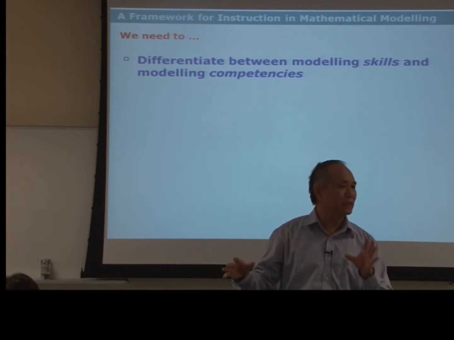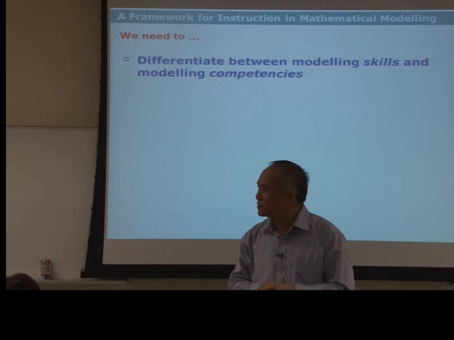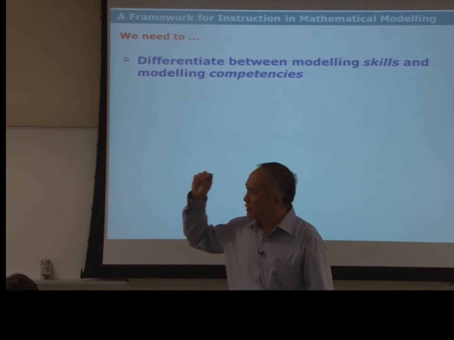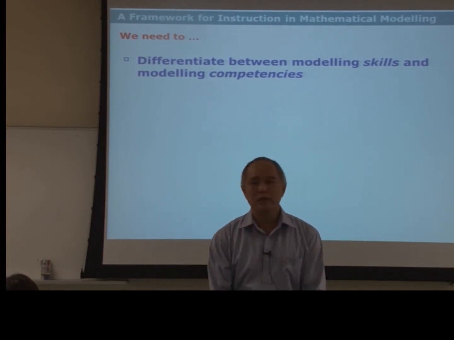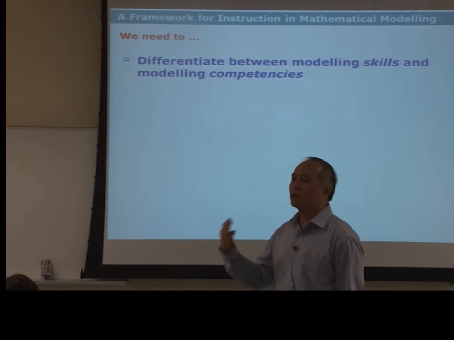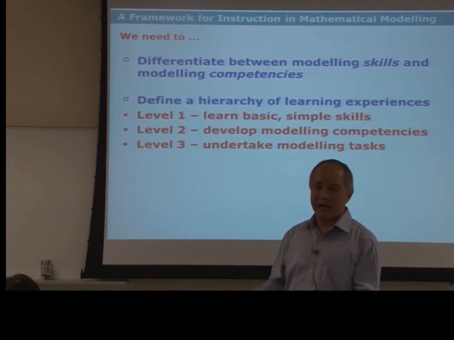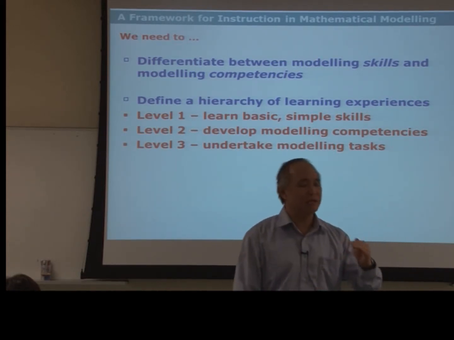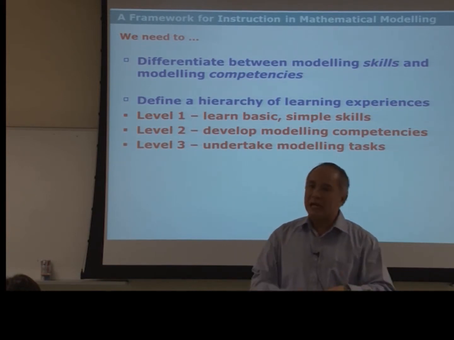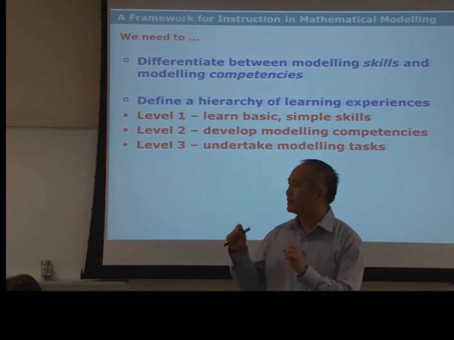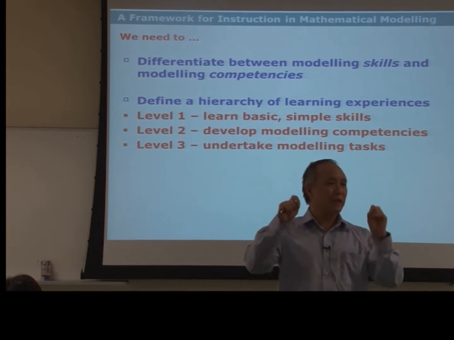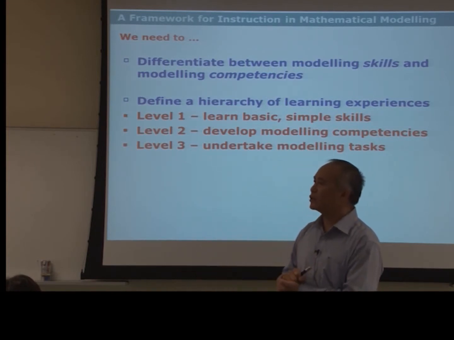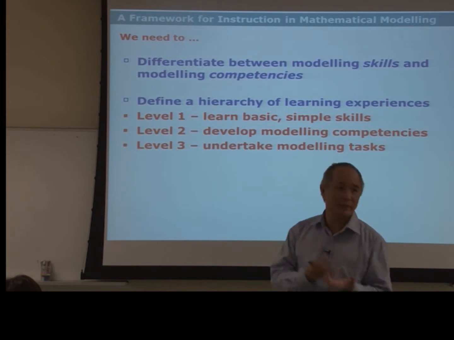So at least we are quite clear that skills refers to really mathematical skills, IT skills, and all those things. Competencies has got to do with the modeling process itself. So if we are agreeable on that, then we can move on. The reason why we want to do that is that then we can define a certain hierarchy of learning experience. So my proposal is that let's have a level 1, level 2, and level 3. In level 1, we focus on learning really basic, simple skills. This can be mathematical skills, it can be IT skills, but it has got to be a skill. All right? And in level 2, let's focus on developing competencies.